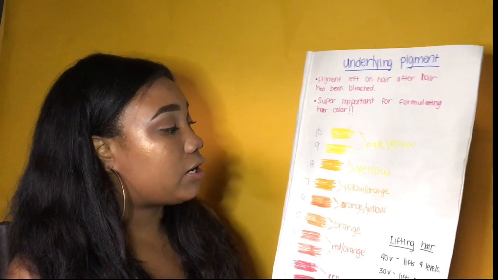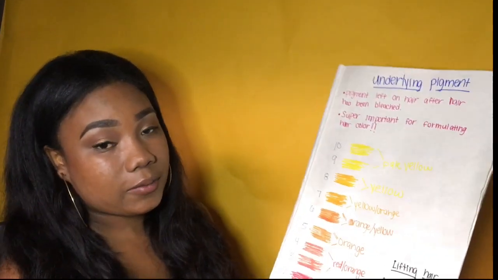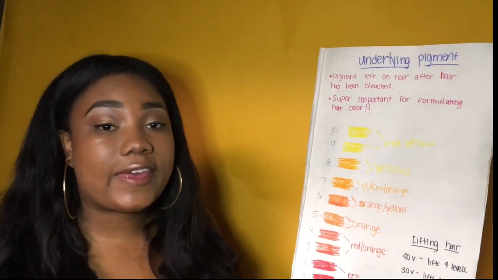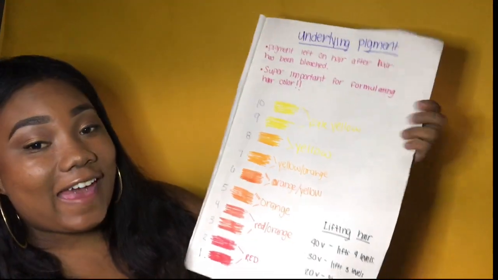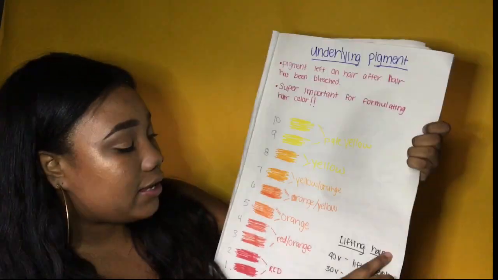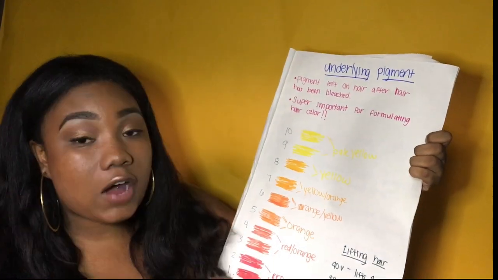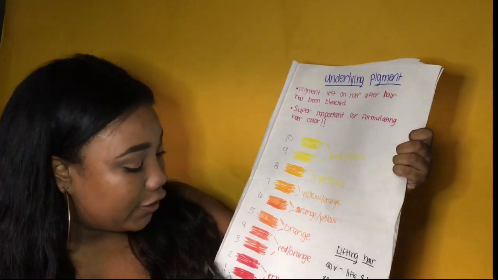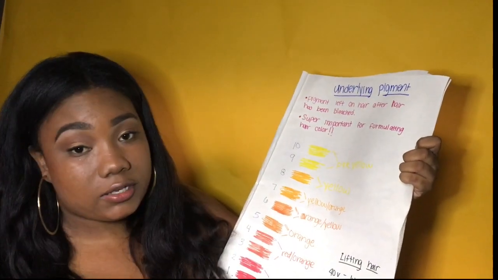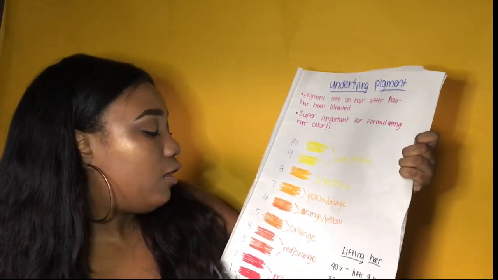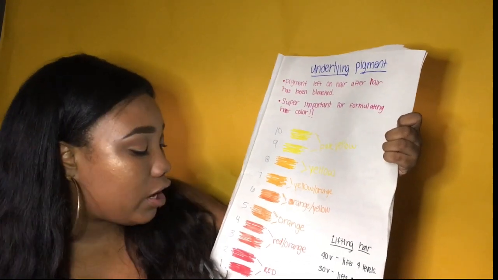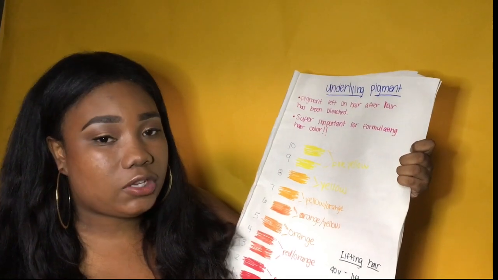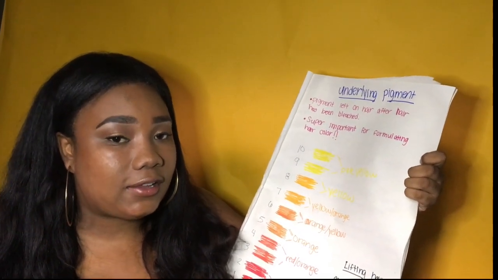This is very important. You need to know the underlying pigment of color in order to know what to formulate for that specific client. Next thing that I have written down here for you guys is the volumes for lifting hair, okay? There's 10 volume, 20 volume, 30 volume, and 40 volume. So 10 volume is deposit only. 10 volume is something that you would use when you want to kind of tint the hair.